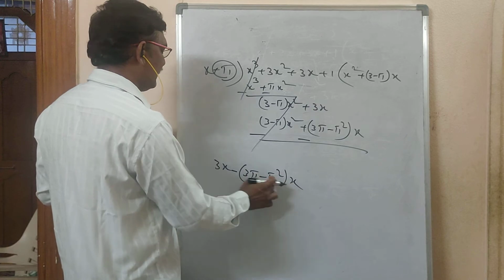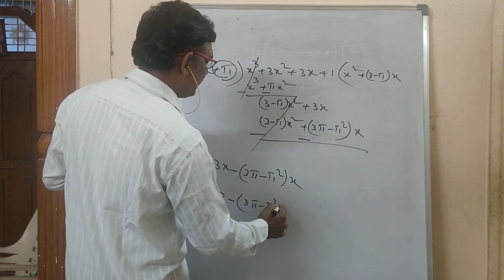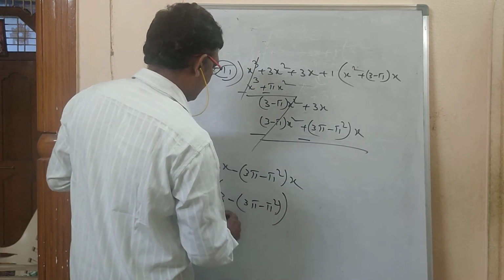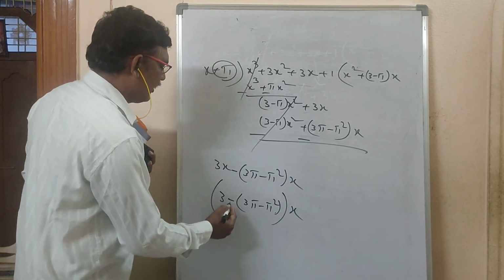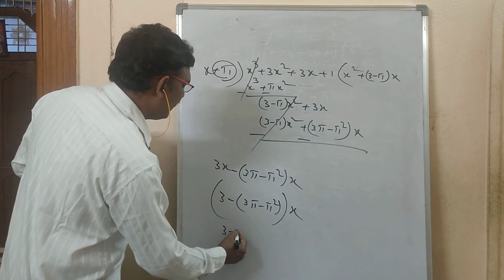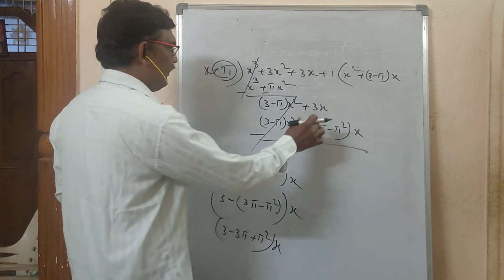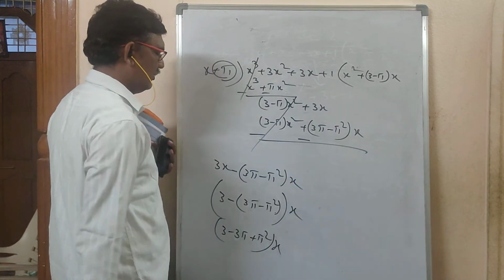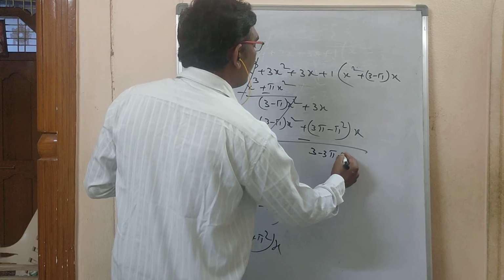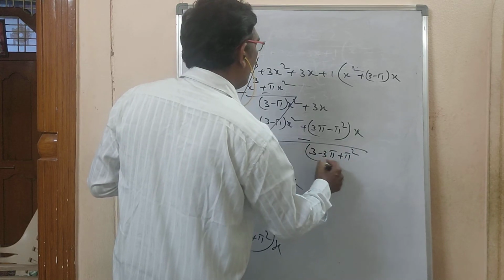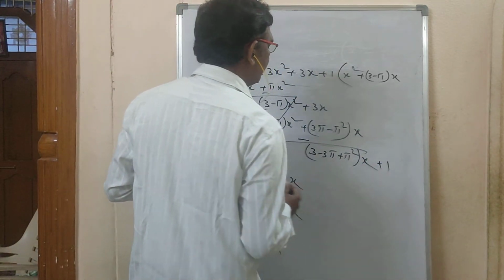Take x as common from this and this one: 3 minus, brackets open, 3 pi minus pi square, brackets close, again into x. From these two, I took x as common. Now multiply with the minus: 3 minus 3 pi plus pi square into x. So if you add these two, you get this much. That is 3 minus 3 pi plus pi square whole into x, I got it. Then this constant, take down.